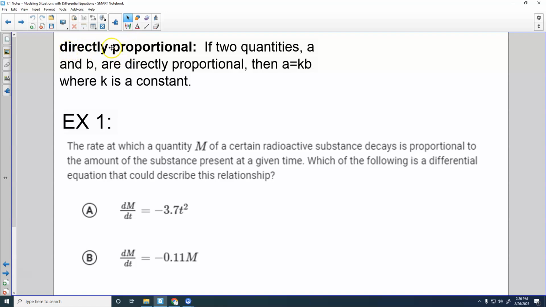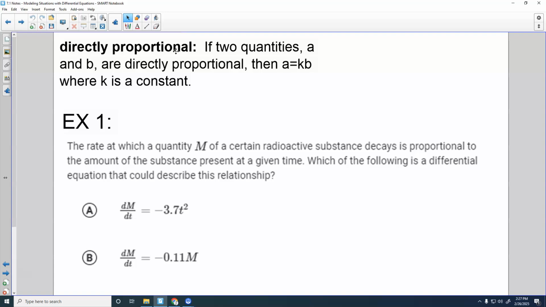So a phrase that we have to know about is directly proportional. I think this is technically maybe in Math 1 some. I do not do much with this. If two quantities A and B are directly proportional, then A equals K times B, where K is a constant. Direct proportionality is a really simple idea. It doesn't necessarily seem like that in the definition, but if two things are directly proportional, then to get one of your values, you just have to multiply the other by a constant number.